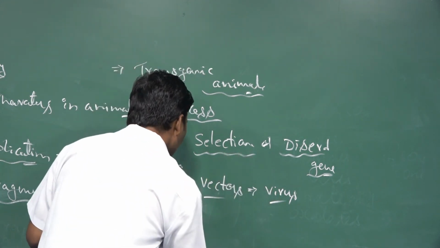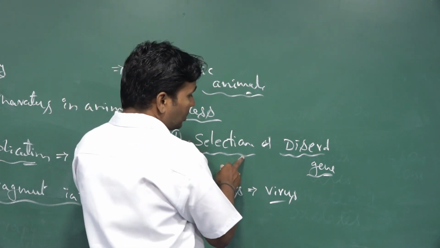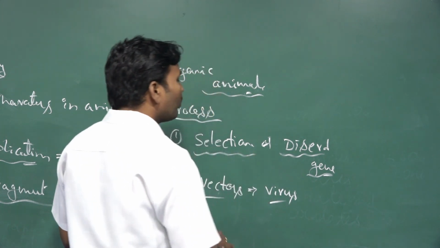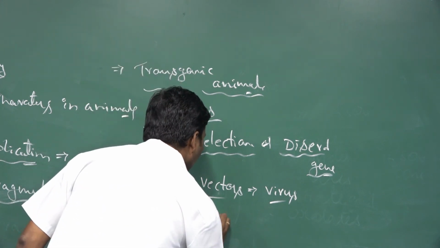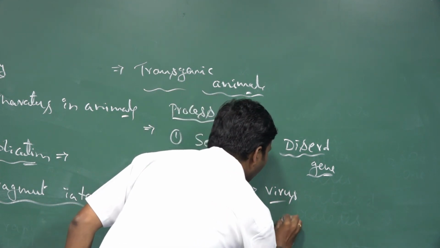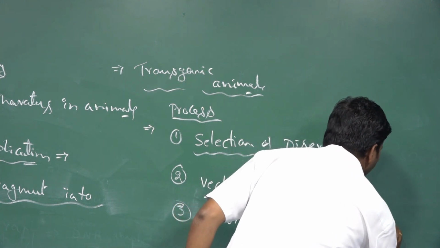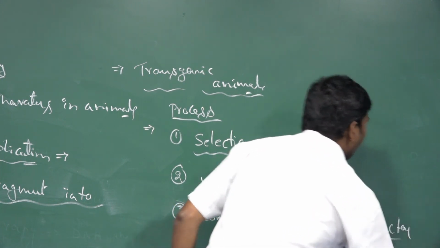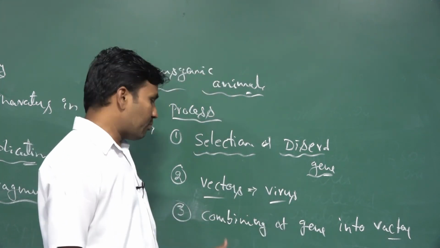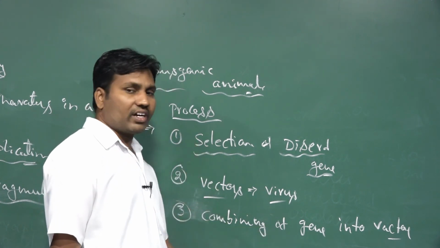So the third step, after selection of the vector, that is a virus: this desirable gene, gene fragment or genetic material is introduced into the vector. That is combining of the gene into the vector, combining this desirable gene fragment into the vector genome.